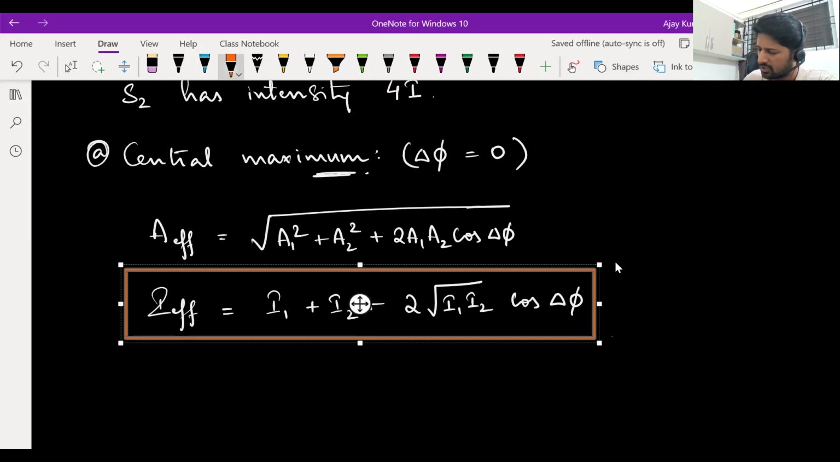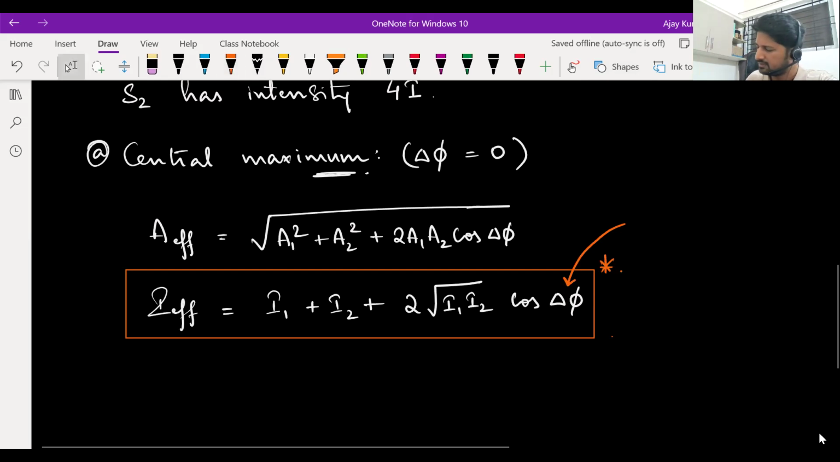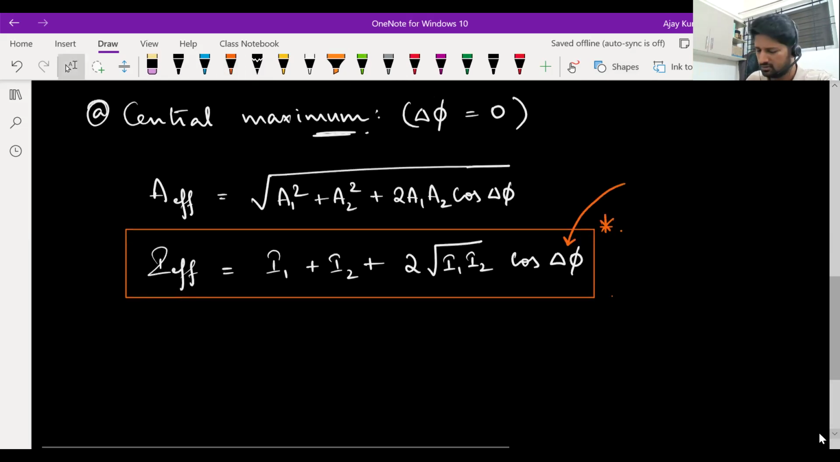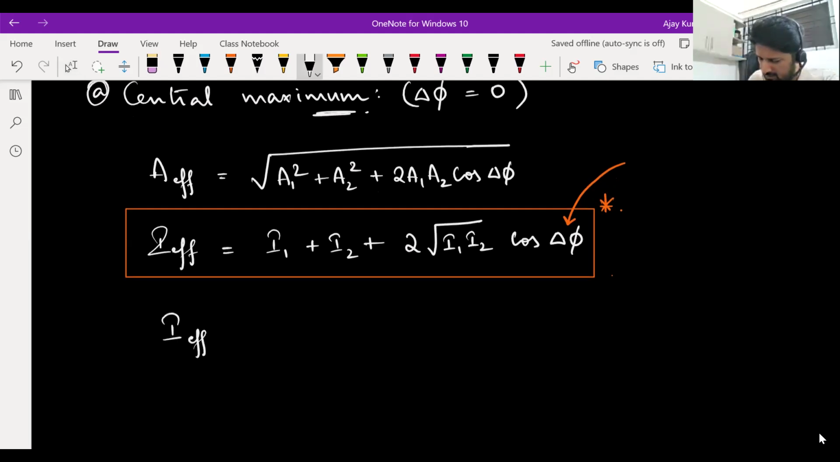So using this formula, you can tell the effective intensity you can expect at any point on the screen if you know the phase difference with which the waves arrive at that point. Now at the central maximum, the phase difference delta phi is 0. Therefore, the effective intensity at the central maximum will be I1 plus I2 plus 2 root I1 I2 cos 0. Cos 0 is 1, so we need not mention that.